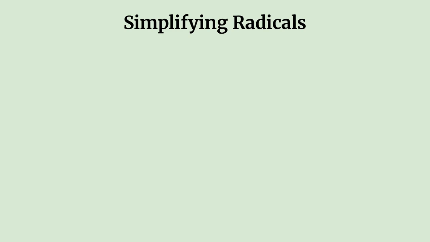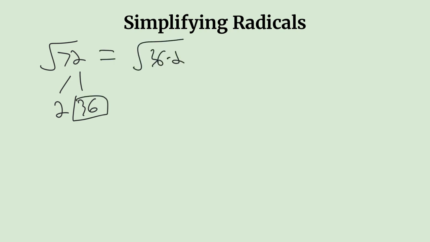Simplifying radicals, convenient. So if we have square root of 72, a couple of ways you can do this. One is if you find a perfect square that divides into it. So here I know 36 and 2 work. 36 is a perfect square, so I can split this up into square root of 36 times 2, which is square root of 36 times the square root of 2, which would be 6 root 2.